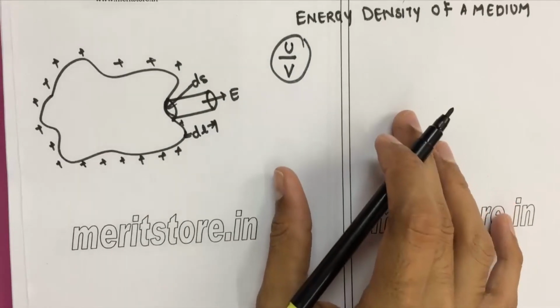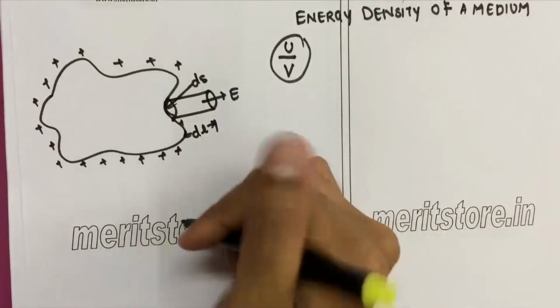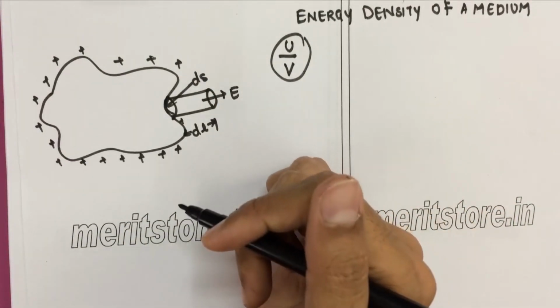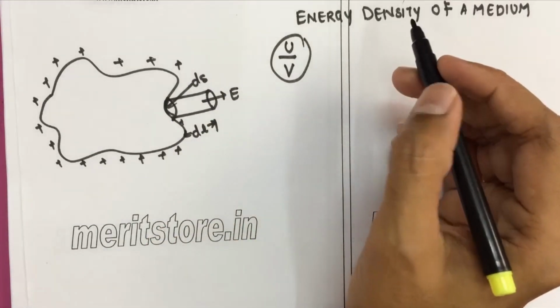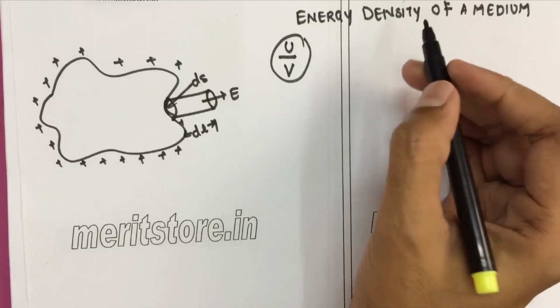Now next, for this we have the formula for the mechanical force per unit area of a charged conductor.